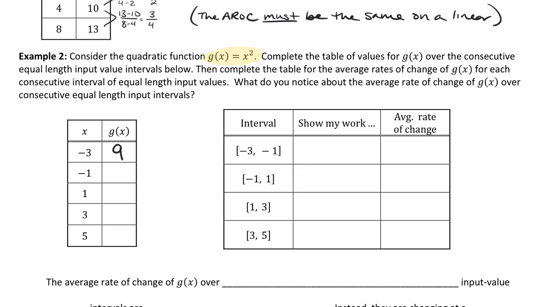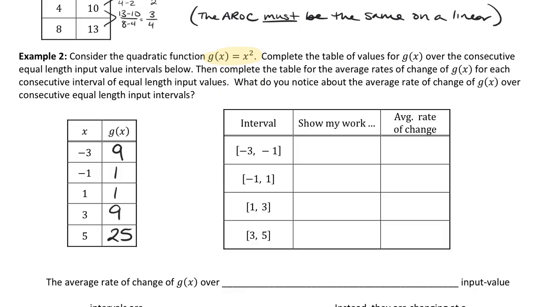9. We take -1, plug it in, because it's an input value. What's the output value? 1. When I plug in the input value 1, what's the output value? When I plug in 3, what do I get out? And when I plug in 5, what do I get out? 25. Okay, that's the classic parent function.